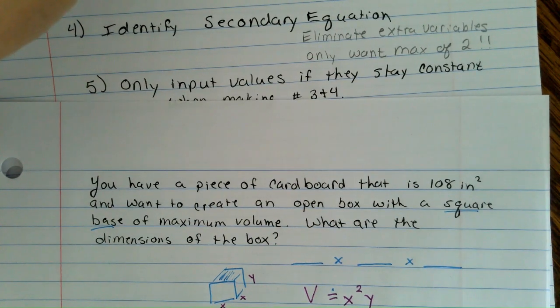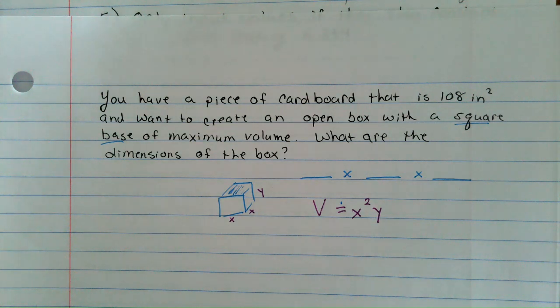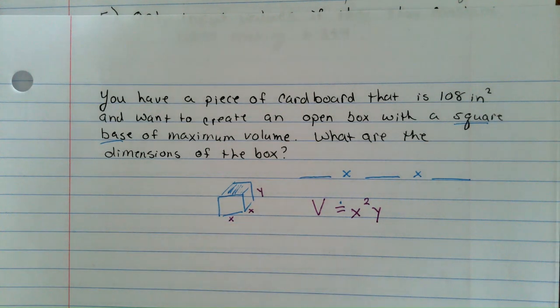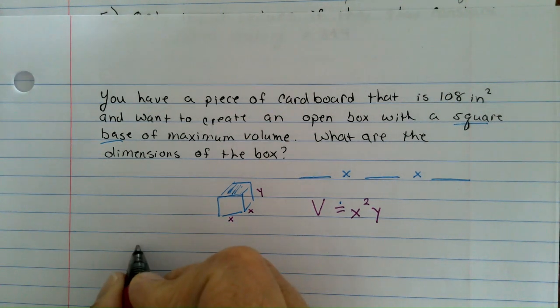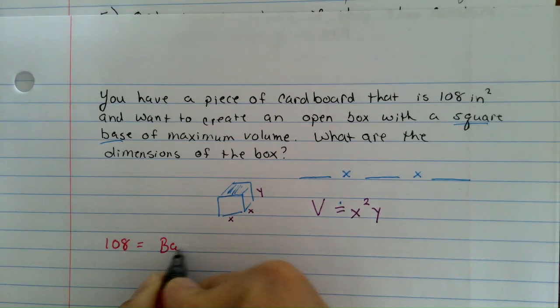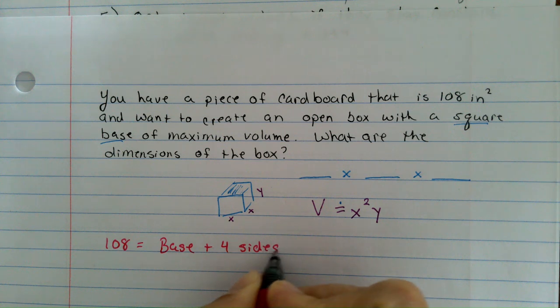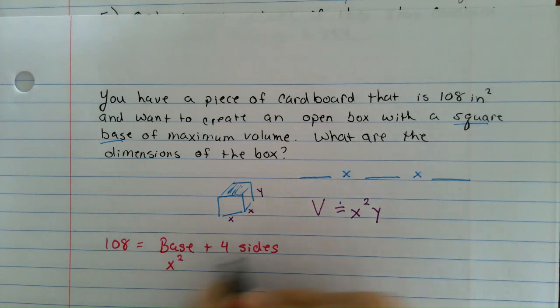So I'm going to have to do some kind of secondary equation to eliminate some of those variables. That's what we're talking about. So how can I do that? Well, they said that my cardboard was 108 square inches, right? And my cardboard's going to have to be cut apart into 5 sides. Well, 5 sides, that would be my surface area, right? So it looks like I'd have the base, so that 108 square inches would be shared between my base and my 4 sides, because that's open on the top. My base is a square, and the 4 sides would be x by y.